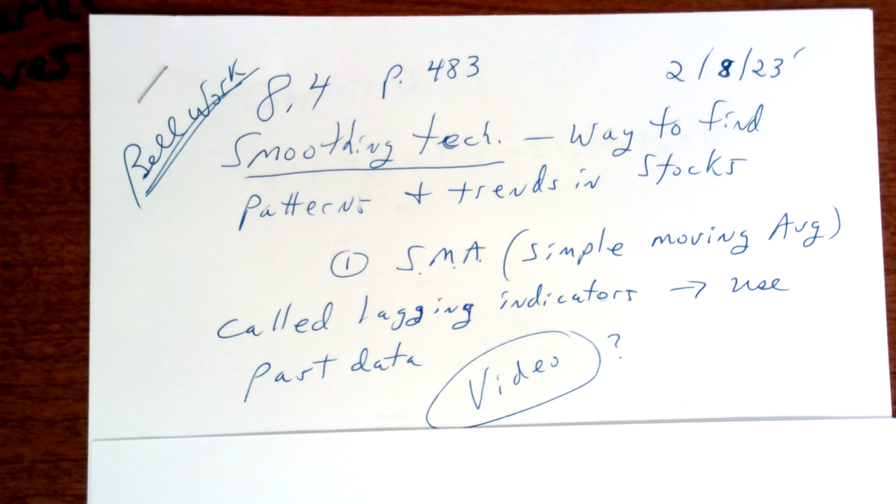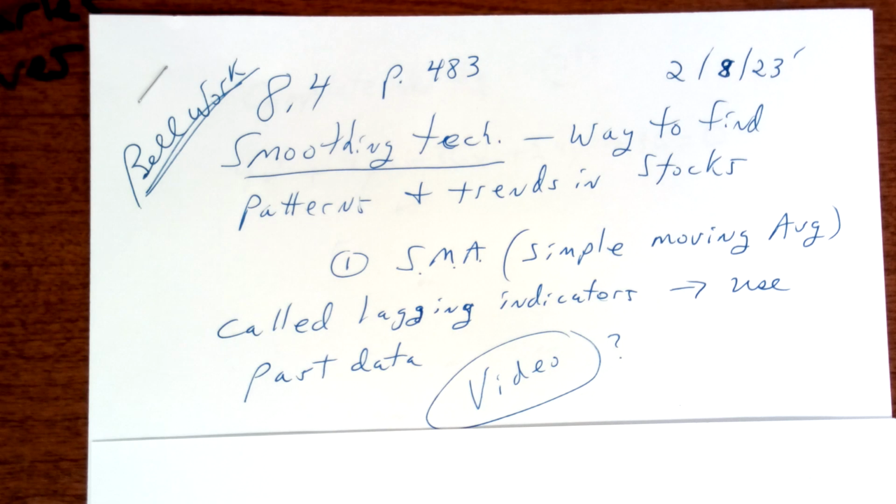We're on 8.4. Today is the 8th of February. This is called smoothing technique. It's a way to find a pattern in trends and stocks. And one of them is simple moving average. It's called a lagging indicator because it uses past data.